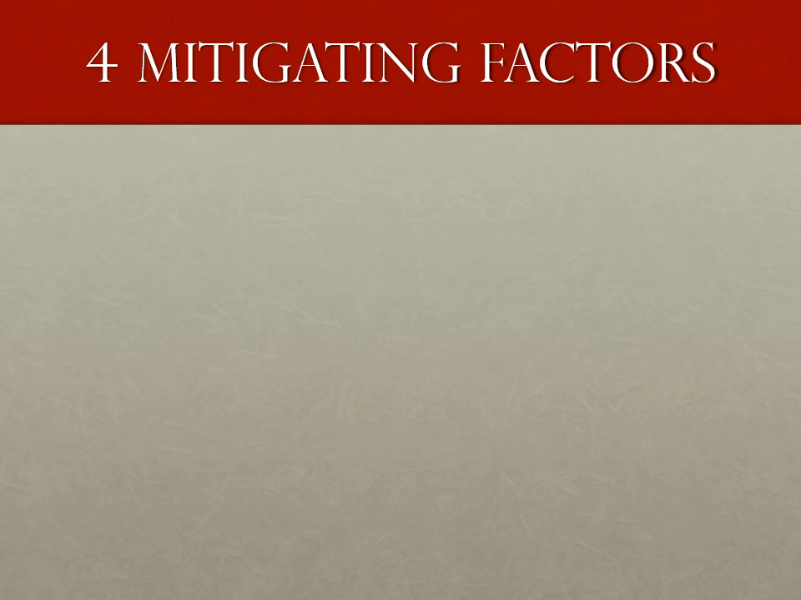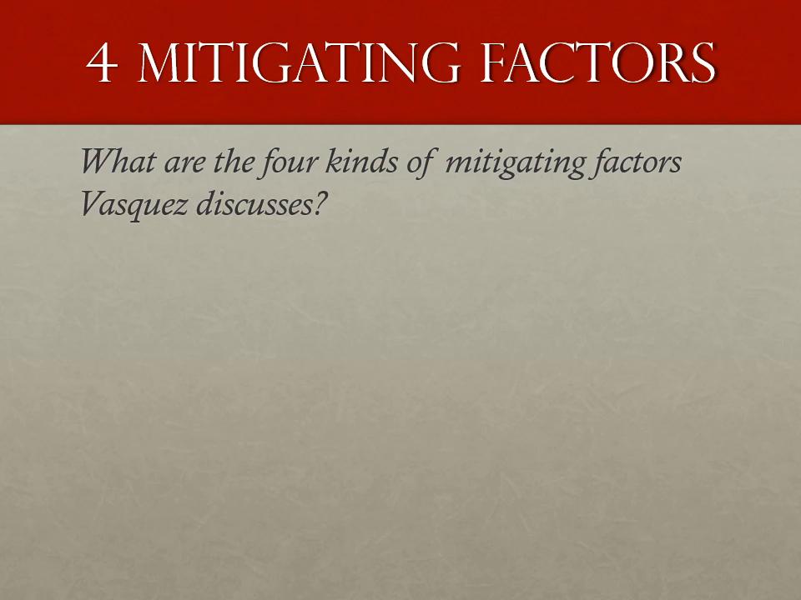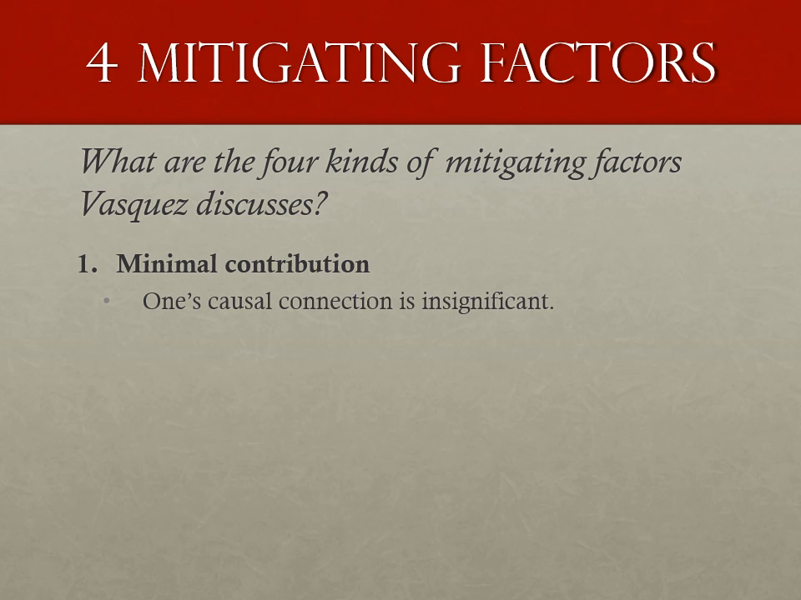And Velasquez introduces us to four mitigating factors. The first is a minimal contribution. So while I might have a causal connection to the event, if my contribution is small, my moral responsibility is mitigated. In other words, my moral responsibility is correspondingly small. The event might not be something that's in my area of responsibility. So this is another way in which I could have a minimal contribution to the event.